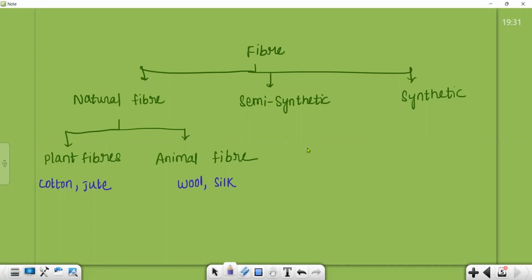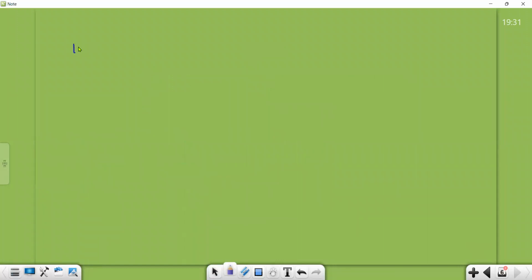So first we will see about wool. Mostly we use wool in sweaters to protect ourselves from the cold, right? Yes, ma'am. So how is wool obtained? Ma'am, wool is obtained from sheep, goat, Angora goat, yak, llama, and alpaca. Yes, these animals bear a thick coat of hair on their bodies, and from these we make the wool.